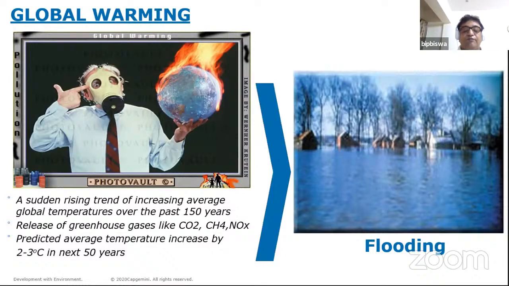So what is getting reflected out are actually the long waves, and these long waves are not allowed to go out by the carbon dioxide, methane, and oxides of nitrogen, this kind of greenhouse gases we call it, creating temperature rise. And there is a possibility that in the next 50 years there could be a rise in temperature of 2 to 3 degrees centigrade, and that creates the overall global warming with consequent natural disasters. For example, flooding, melting of the ice cap, we all know, in the North Pole and South Pole.